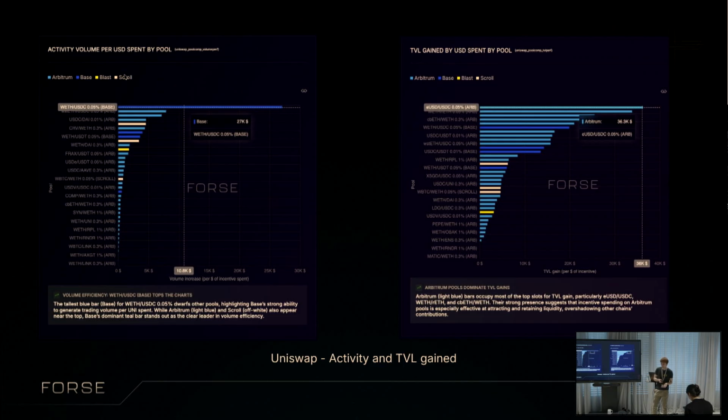On the other hand, if you do this wrong and you spend like $1 million in incentives and you only get $1 million in TVL, you're most likely going to lose a lot of money because of the sell pressure you just created. So this is all about spending as little money as possible, so creating as little sell pressure as possible and gaining as much TVL as possible.